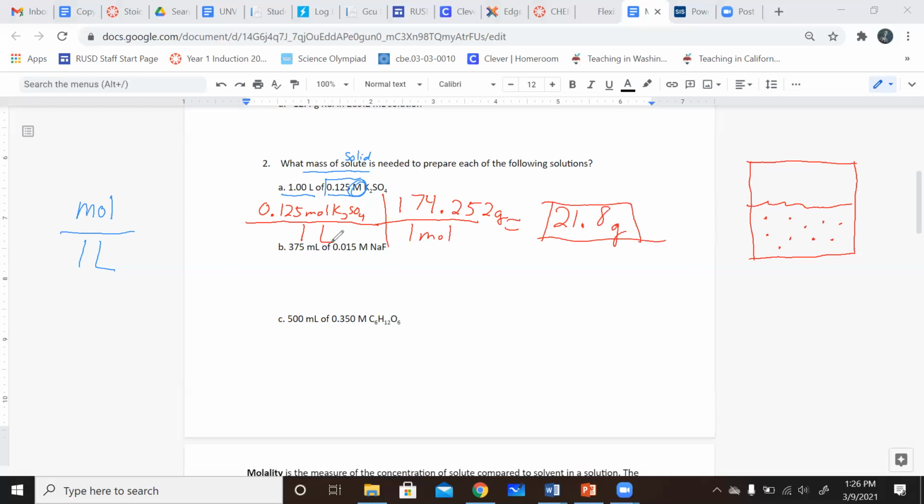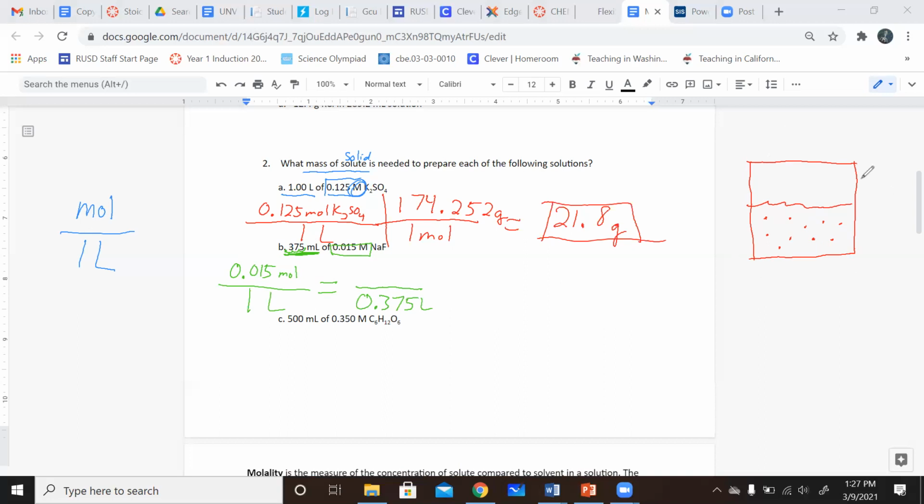But what happens when we don't have 1 liter of solution, like in letter B? Letter B has only 375 milliliters, and it gives you a set molarity. Once again, the molarity means that there is 0.015 moles in every 1 liter, but we don't have 1 liter. We have a fraction of a liter. So once again, to convert this to liters, you just move that decimal place over 3 points. So we actually have 0.375 liters.